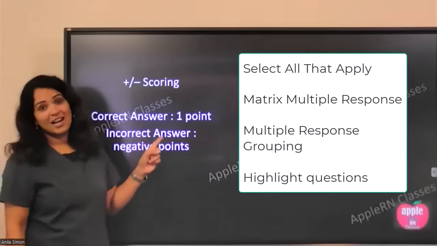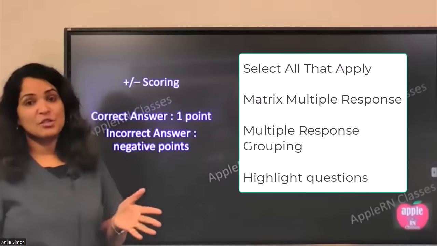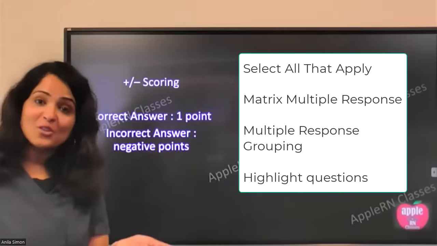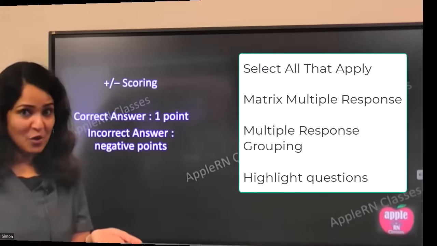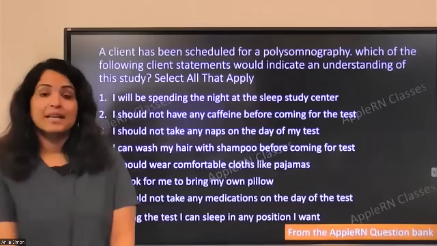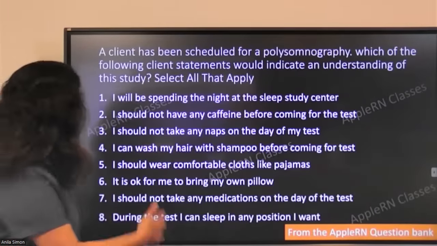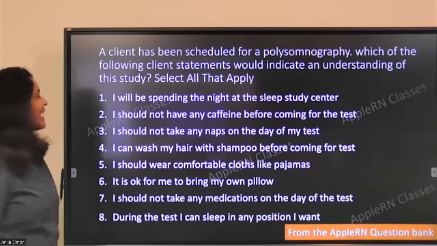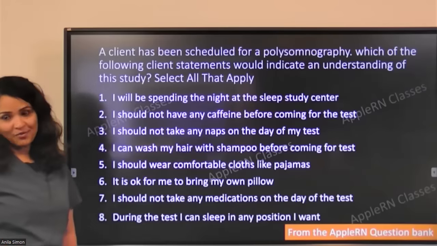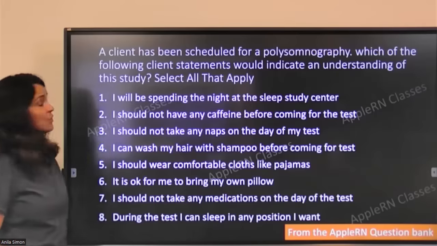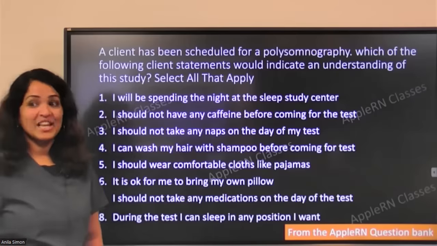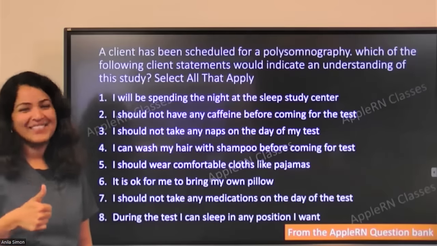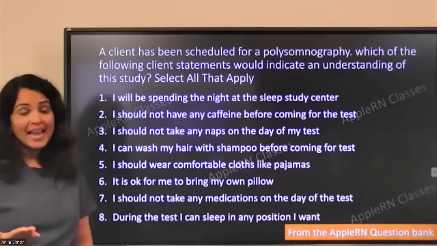That one will also have plus minus scoring, which means you get partial credit if you have some right, but you also lose points when you have something wrong. All right. So this is going to be one of the select all that apply questions. Let's do this together. And again, this is from the question bank. You have it available. A client has been scheduled for a polysomnography. Which of the following client statements would indicate an understanding of this study? Understanding of this study means we are looking for something good, right? Okay, so what would you say are the good things?